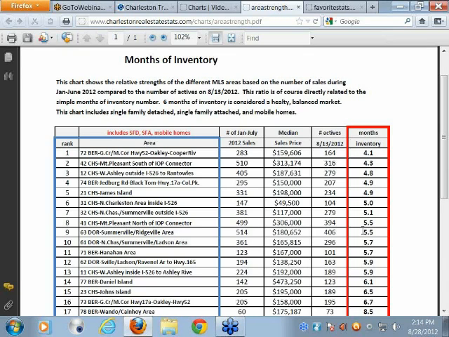Now, the question that Liz asked is less than 6 months indicates a seller's market, right? 6 months of inventory indicates a balanced market, and less than 6 months means that you don't have much supply, you don't have much inventory, so you're in a seller's market. And when you have too much supply, too many months of inventory, then you're in a buyer's market.